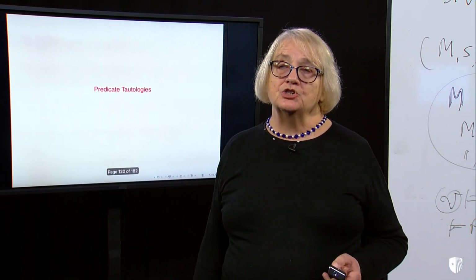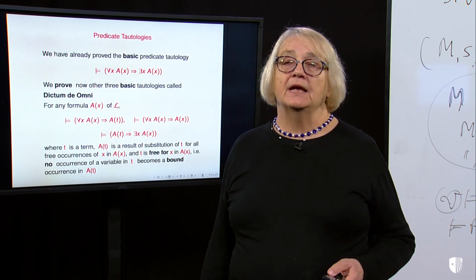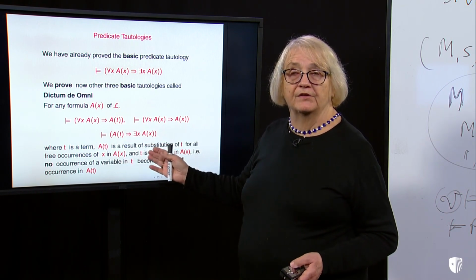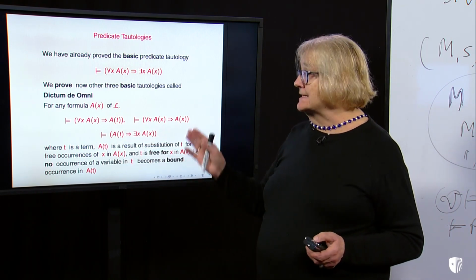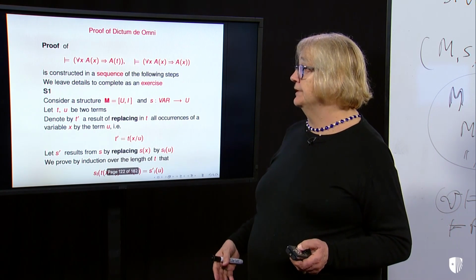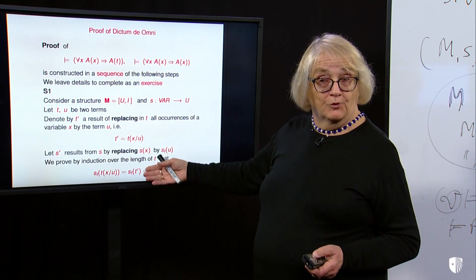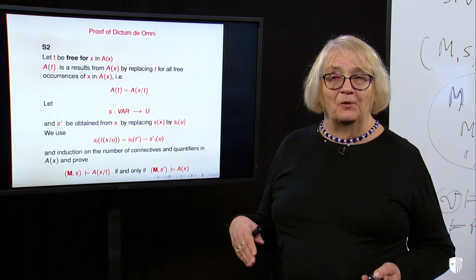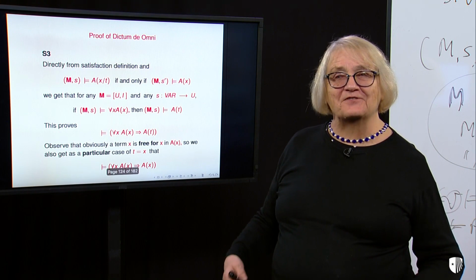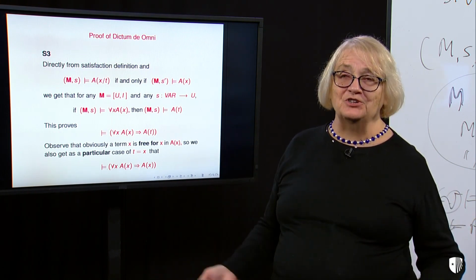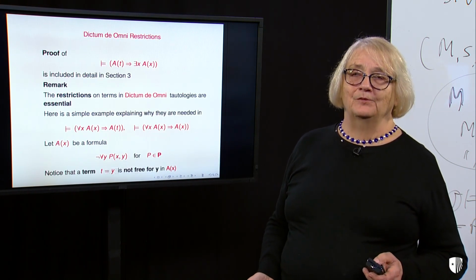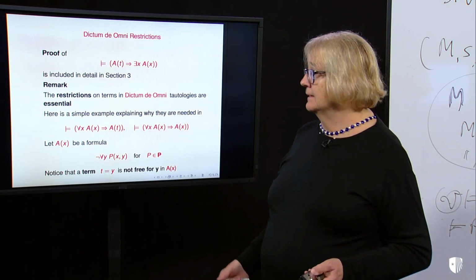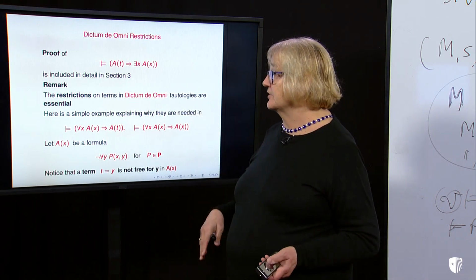So predicate tautologies: we know now what a tautology is. There are plenty of predicate tautologies, and they are very important. I listed the most important ones, with proofs, just because proving is a very good exercise in using the definition of satisfaction in a model and structure. I proved some for you, and I left some of them as exercises.